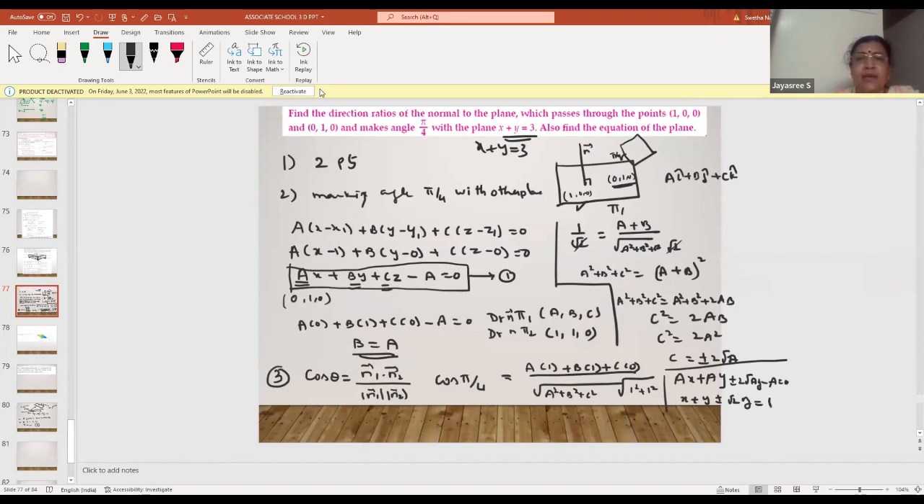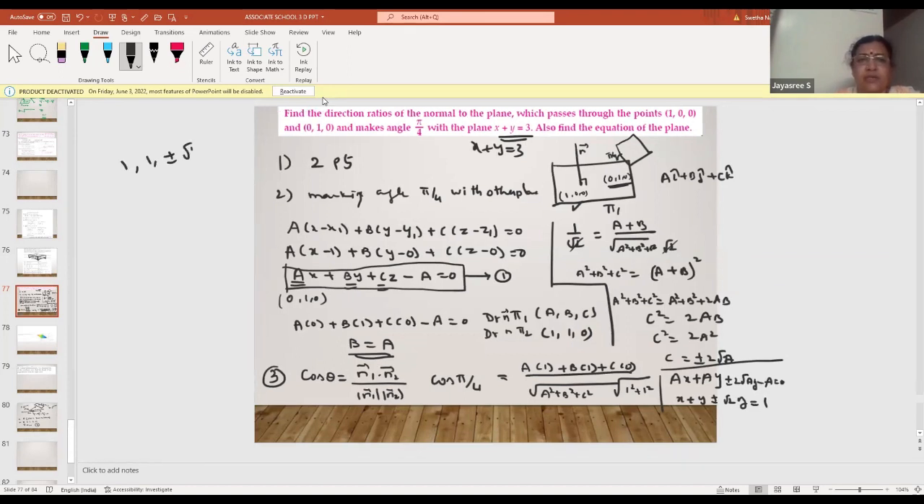So my normal, they are asking the direction ratio of the normal, that is 1, 1, plus or minus root 2. And the equation of the plane they are asking, that is x plus y plus or minus root 2 z is equal to 1.